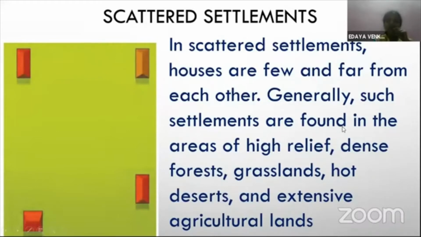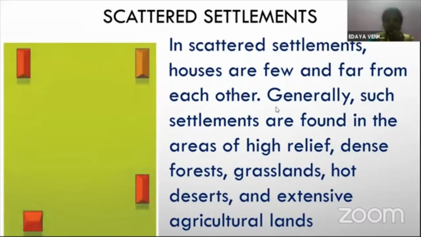Generally, such settlements are found in areas of high relief, dense forest, grassland, hot desert and extensive agricultural lands. So these types of settlements are seen in deserts, forest, grassland, extensive agricultural land where people do agriculture in a large area. So they build their house in that particular farm or field. So the other settlement or the other house is seen in the next farm, far away. Got it? So this is known as scattered settlement.